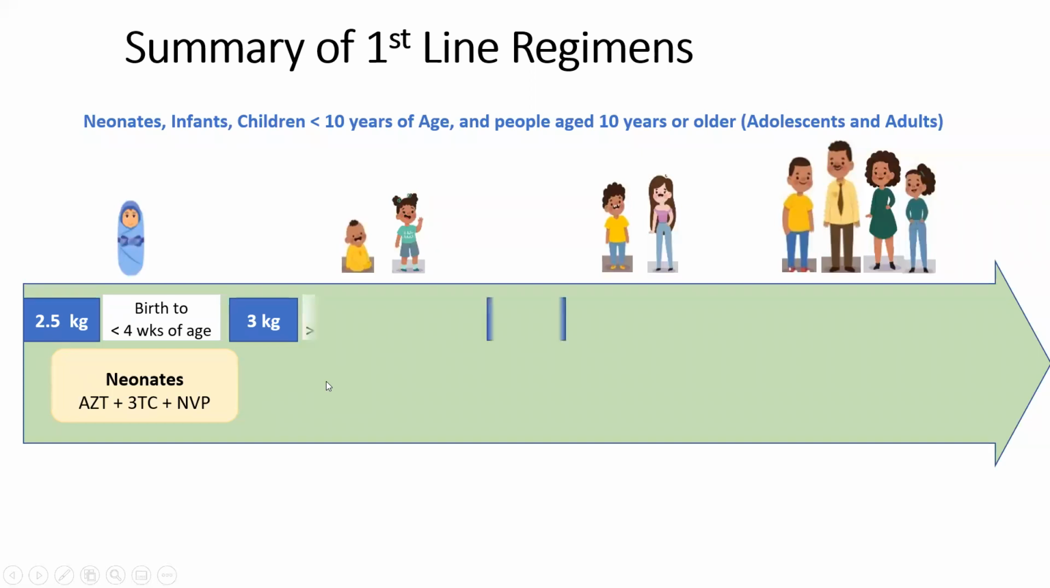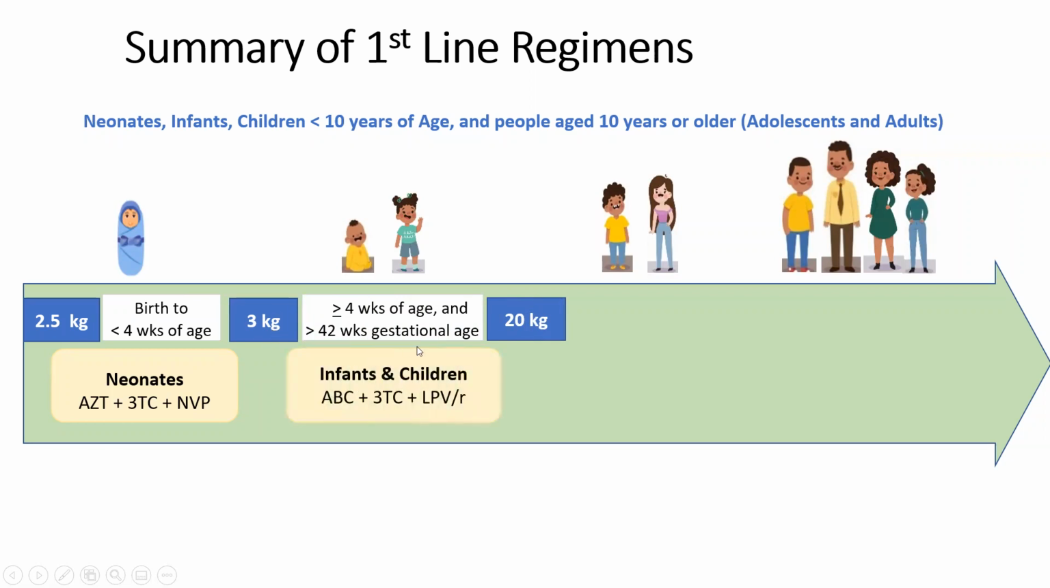But now, when their weight becomes above 3 kg, these infants can be converted from AZT, 3TC, nevirapine to abacavir, 3TC, and Kaletra. So these ones, when you change them, don't necessarily need viral load suppression. You could change them based on whatever viral load they have.